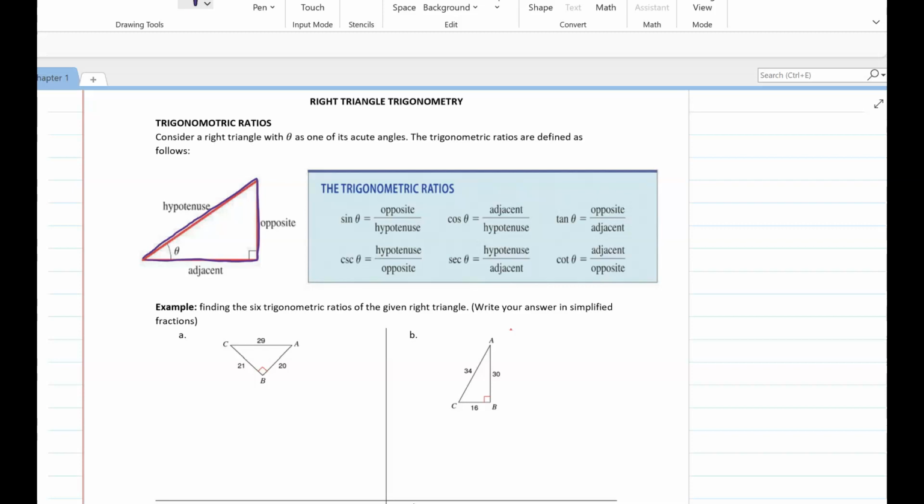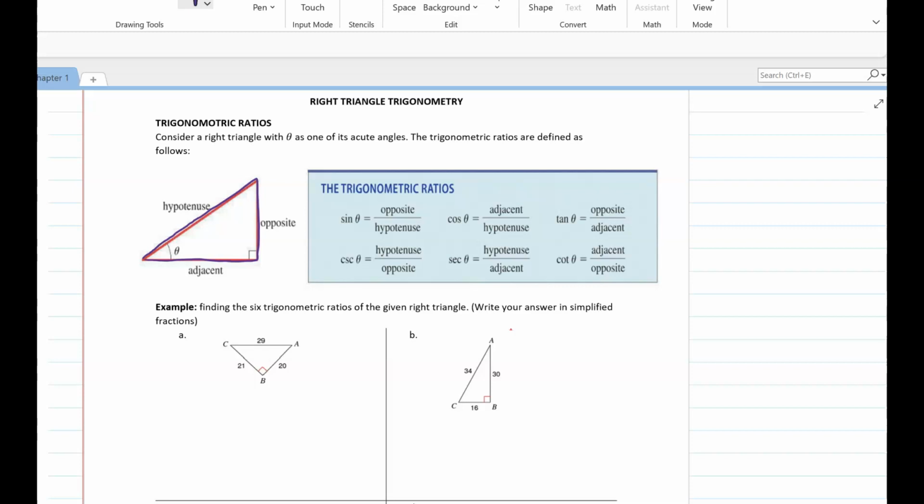Sine of theta equals the opposite divided by the hypotenuse. Cosine of theta equals the adjacent divided by the hypotenuse. Tangent of theta equals the opposite divided by the adjacent. And we have the reciprocal functions as follows.